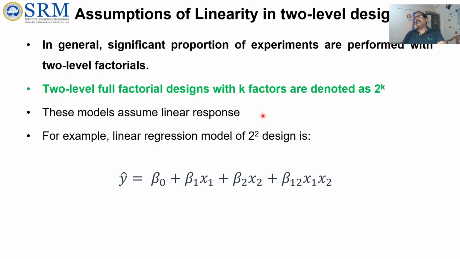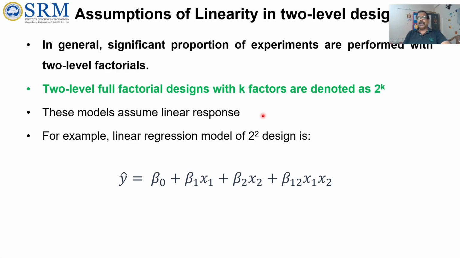Assumptions of linearity in two-level design. This basic introduction is much needed before we move to response surface methodology. We studied factorial design in unit 2. In factorial design, we can go with 2 factors, 3 factors, 4 factors, 5 factors, like multiple factors. I hope you remember what is meant by factor and also its level, like 2 level, 3 level.